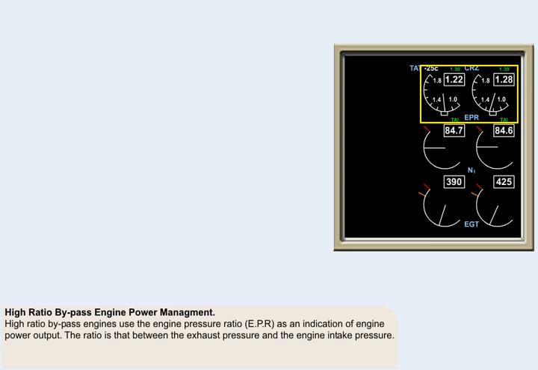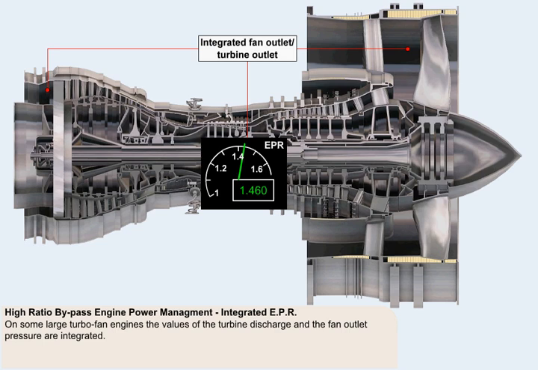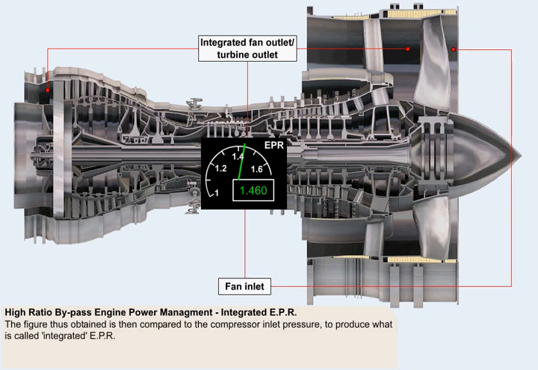High-ratio bypass engines use the engine pressure ratio, EPR, as an indication of engine power output. The ratio is that between the exhaust pressure and the engine intake pressure. On some large turbofan engines, the values of the turbine discharge pressure and the fan outlet pressure are integrated. The figure thus obtained is then compared to the compressor inlet pressure to produce what is called integrated EPR.